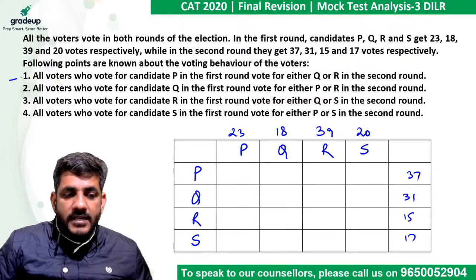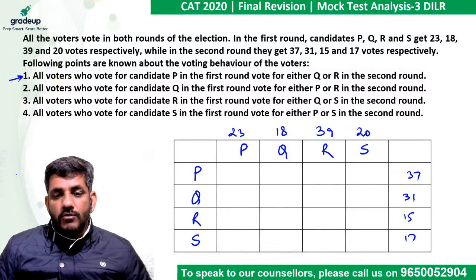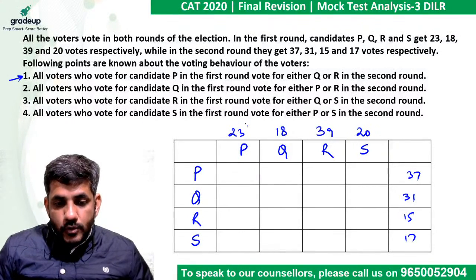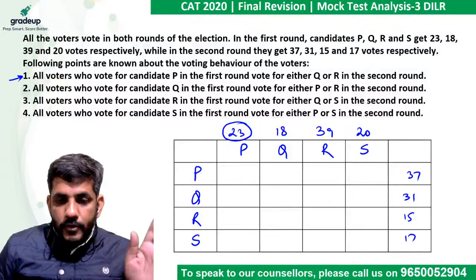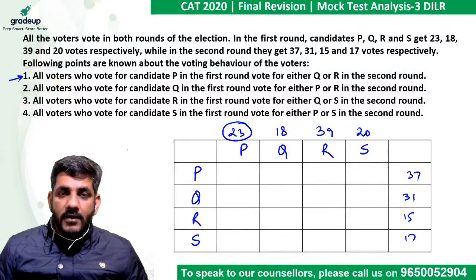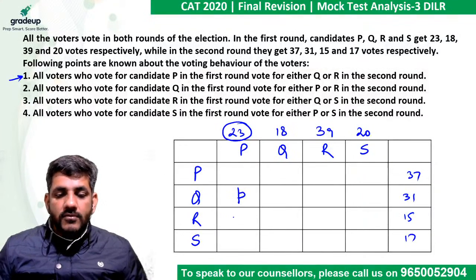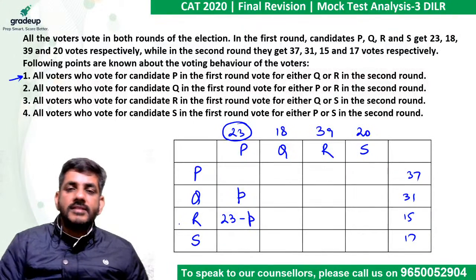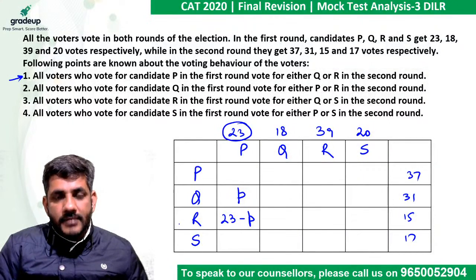See, look at the first statement. All voters who vote for candidate P in the first round voted for Q or R in the second round. So out of these 23 people, all the people either voted for Q or R in the second round. Let us say P of them voted for Q in the second round. So can I say 23 minus P of them voted for R in the second round? 23 minus P voted for R in the second round, right?